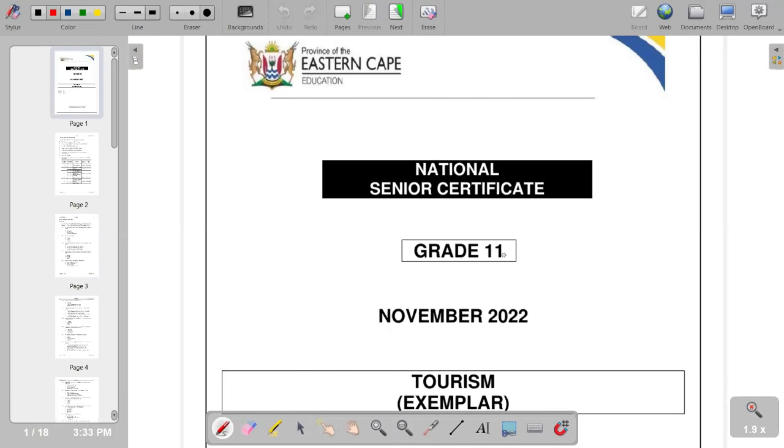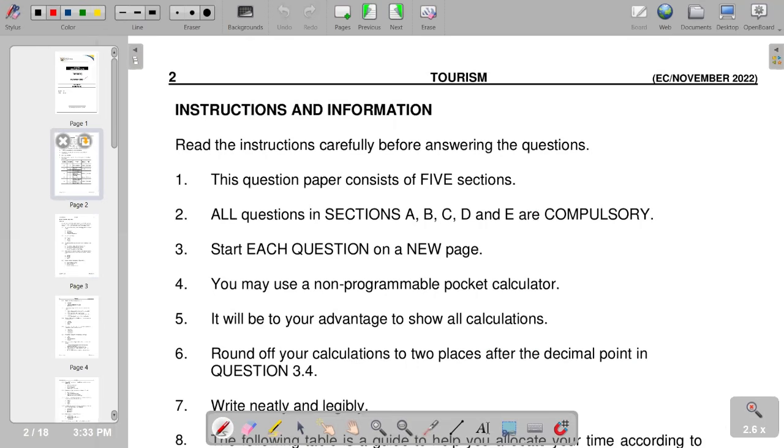In this video, I want to look at the question paper of November 2022. So we are going to start on the instructions and information on that question paper. The question paper consists of five sections, and all questions in sections A, B, C, D, and E are compulsory, which means you have to answer all of the questions that are in the question paper.